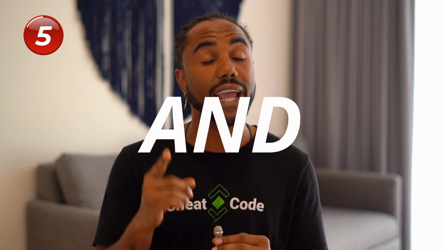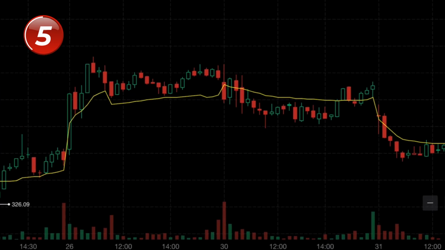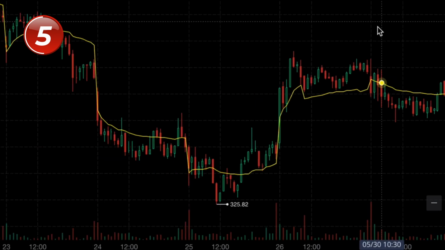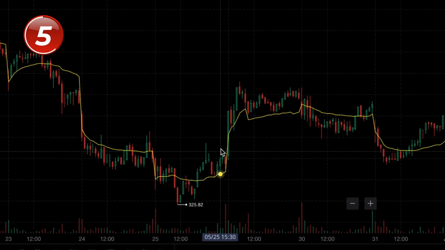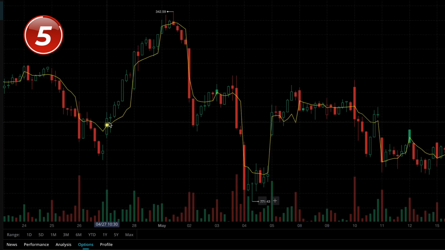Number five, you want to be able to use the VWAP for short and long-term trading. For short-term trading, you use VWAP to help you identify intraday trends and set entry and exit points. For long-term trading, you use VWAP to help you identify the overall trend of the stock and its fair value.